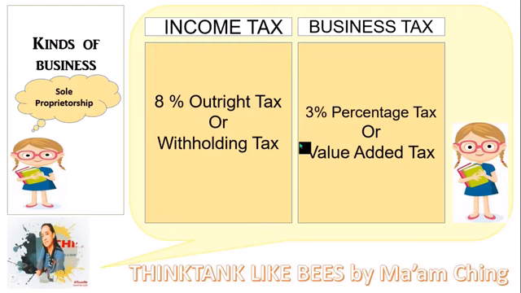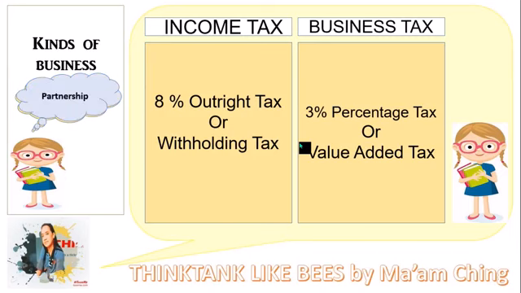While on the business tax, if the sales is not more than 3 million, then they can use a 3% percentage tax, so they are called non-VAT payers. But if the sales is already 3 million or more, then value-added tax is needed for paying the business tax.